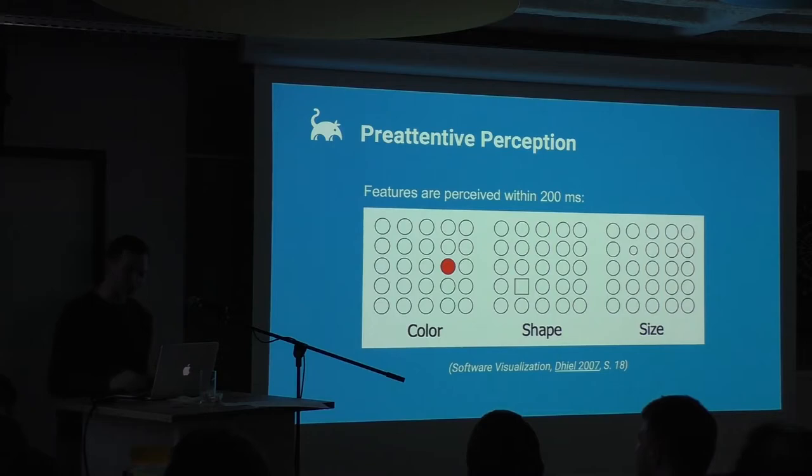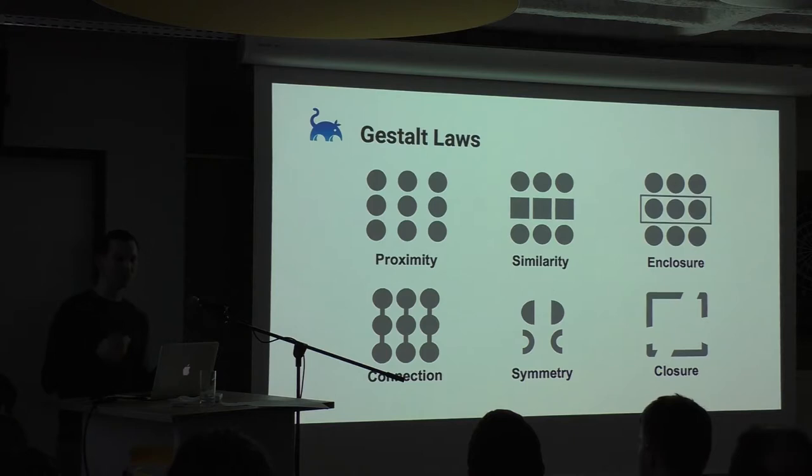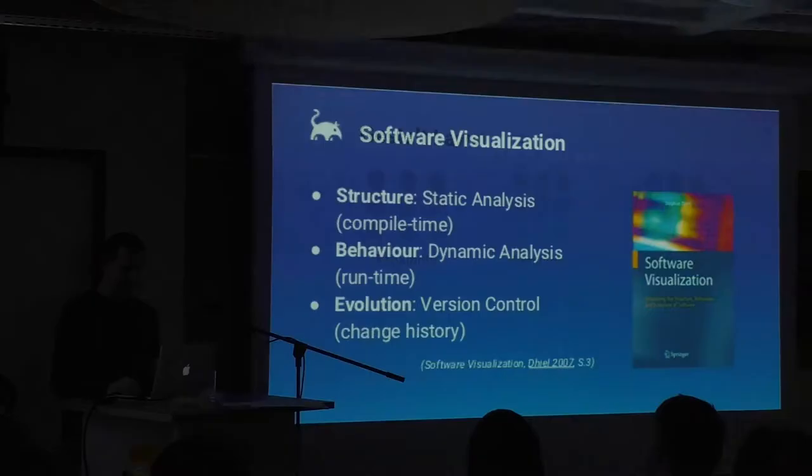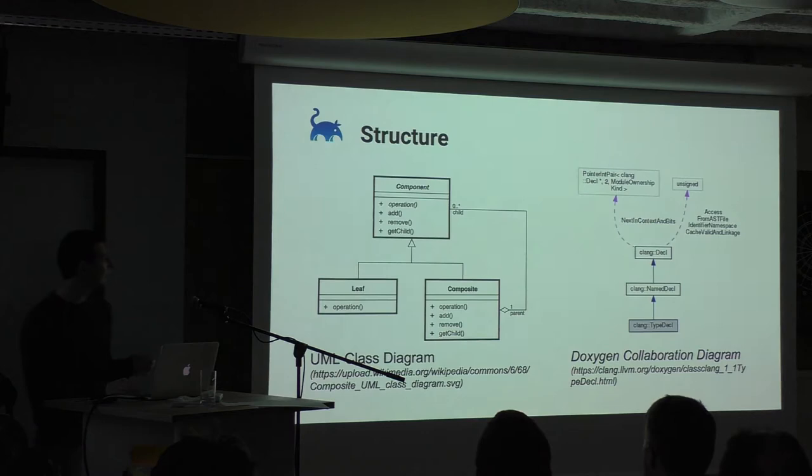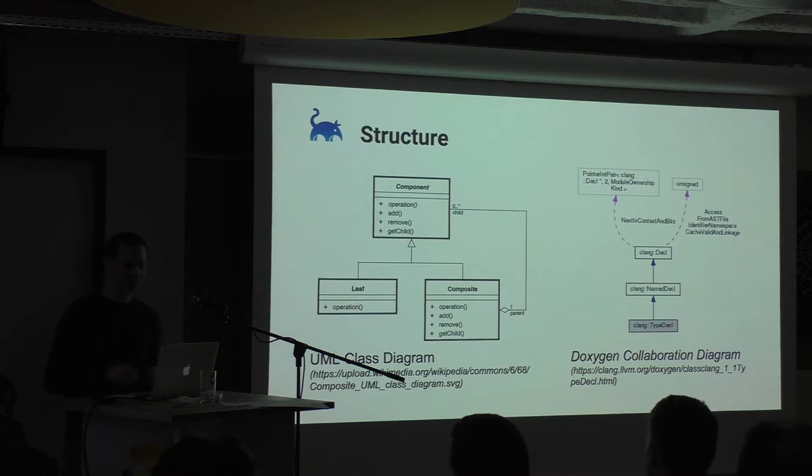And then there are also the Gestalt laws, which show how we see objects as belonging together in a group. All of this was already put into practice in software visualization as well. Stefan Diehl wrote a book on which approaches exist, and he came up with three main types: visualizing structure, behavior, and evolution of software. What I'm talking about is structure visualization. This works by using static analysis on the source code, and then mostly visualizing it using a graph, which is nodes and edges connecting those.